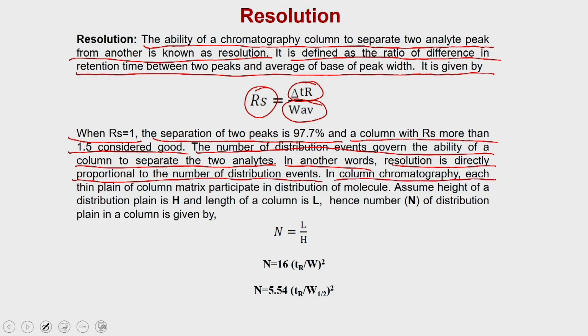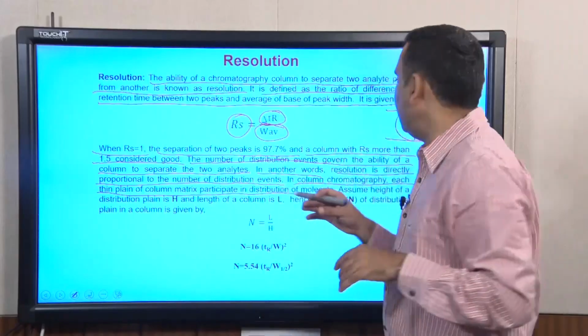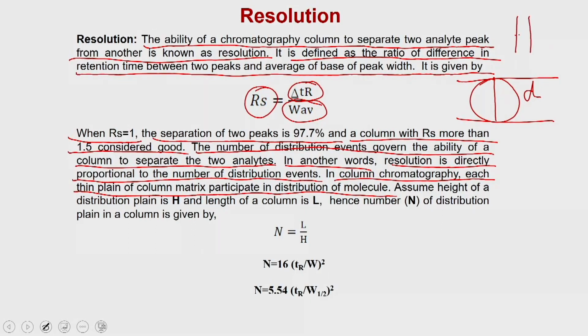In column chromatography, each thin plane of the column matrix participates in the distribution of a molecule. Now, you can assume that if you have a bead with diameter d, the individual planes which make the distribution are of height d. So, if you have a column of height h, you can theoretically calculate how many distribution planes are present.